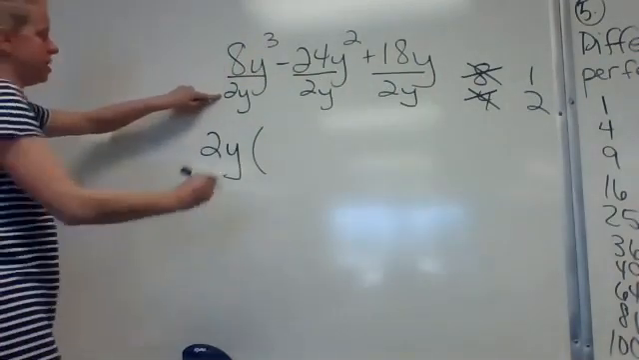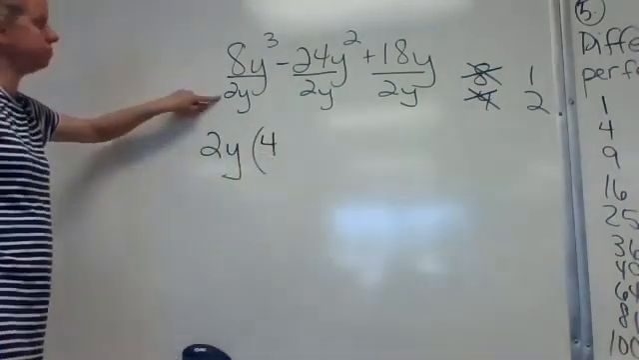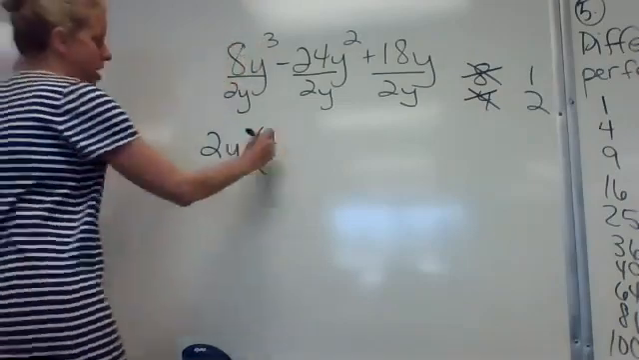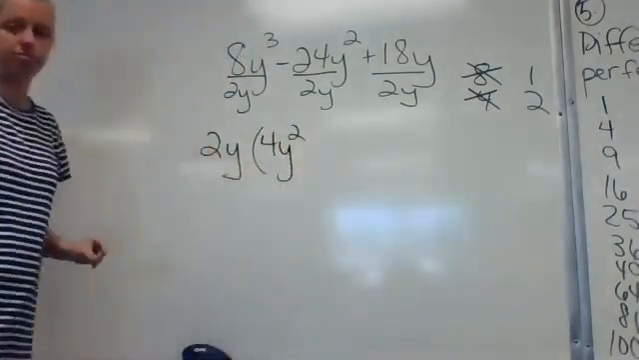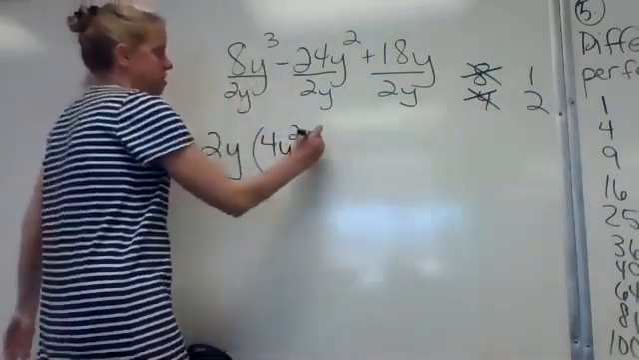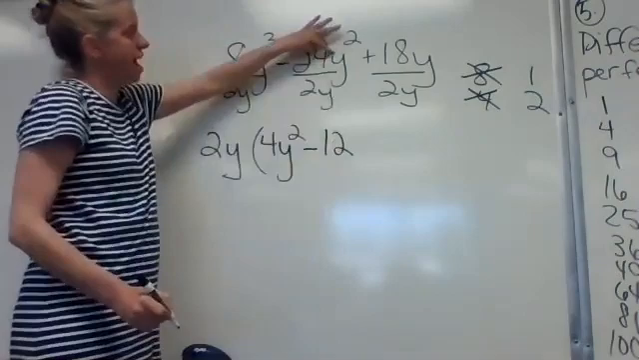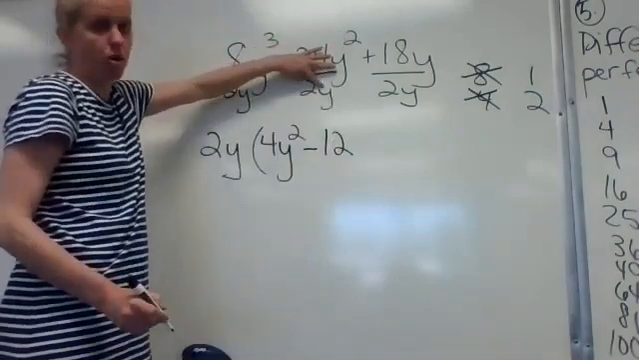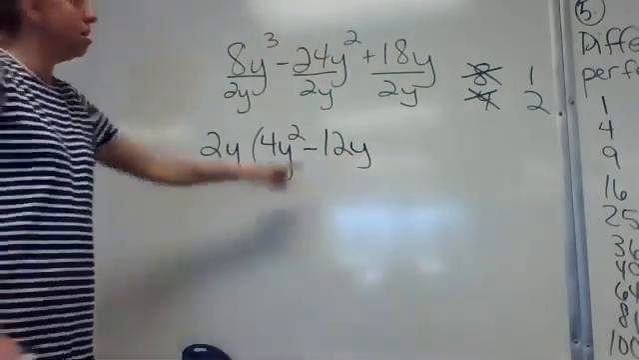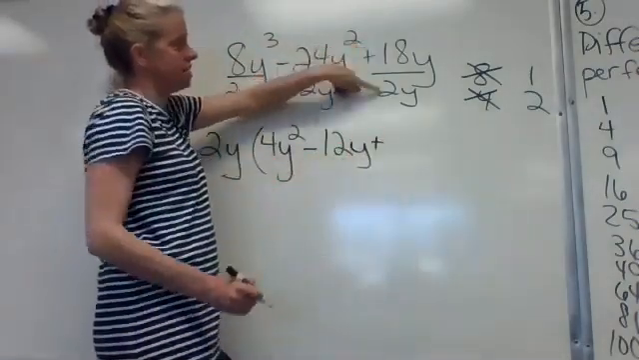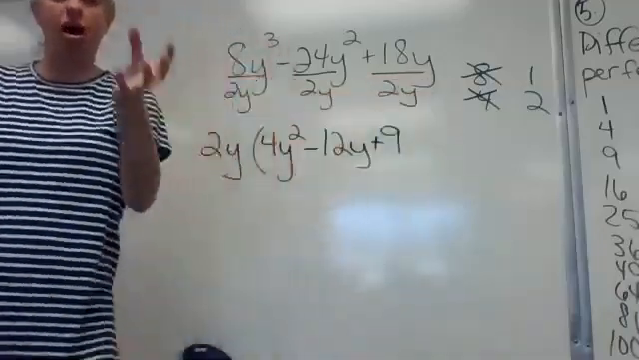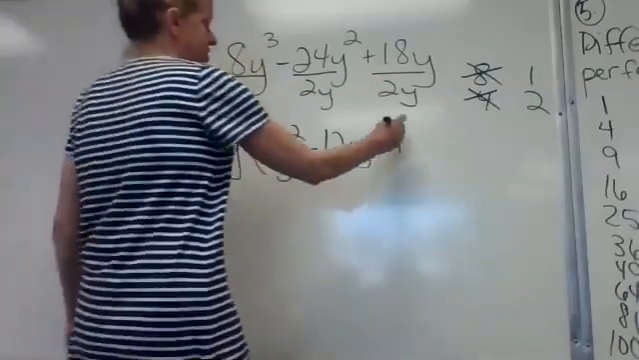So let's see, 8 divided by 2 gives me 4. I had y to the third, but I took one of them out. So now all I have left is y squared. Minus 24 divided by 2 gives me 12. I had y squared, but I took a y out. All I'm going to have left is the y. Plus, your 18 divided by 2 gives you 9. I had a y, but I pulled it out. So all I'm left with there is that positive 9.